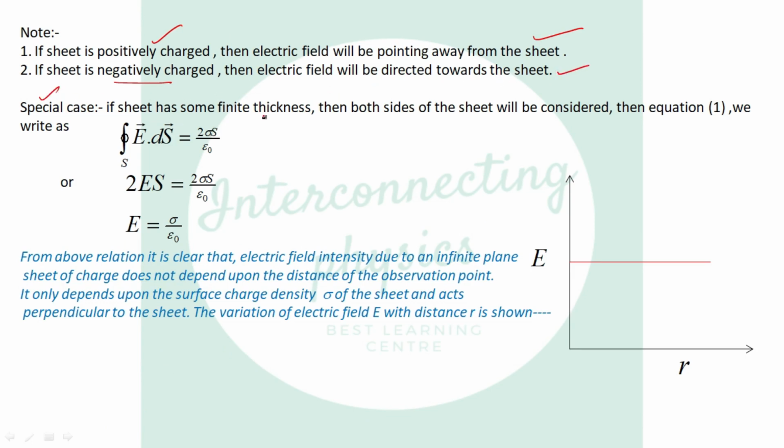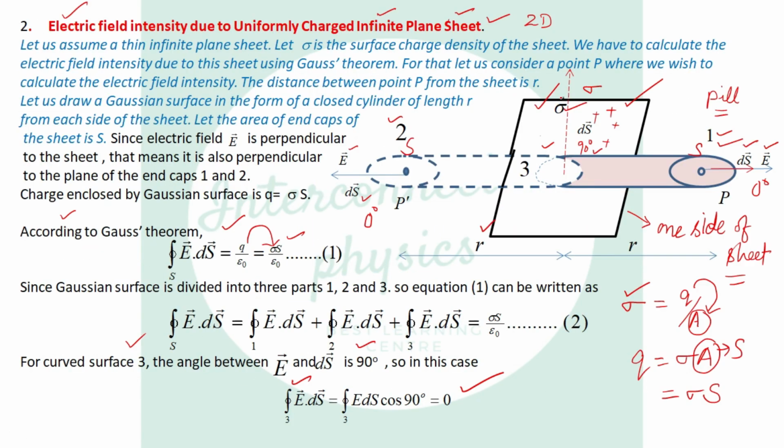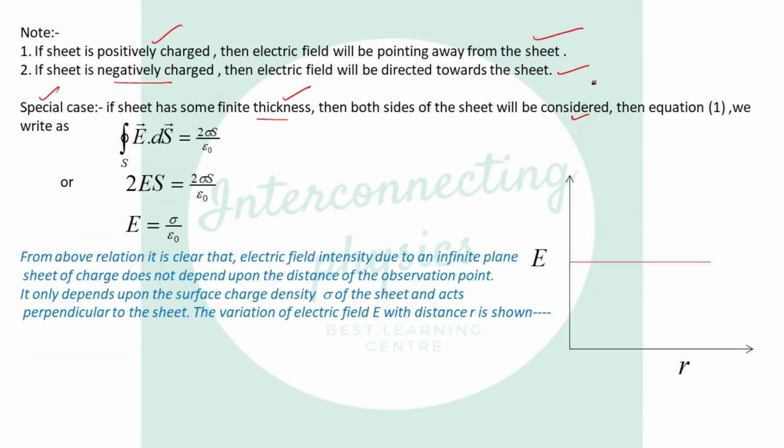If the sheet has finite thickness, then both sides of the sheet will be considered. Now, I just told you that if the sheet is infinitely charged, we consider only one side surface charge density. But the special case is if the sheet has finite thickness. Then what we do is, both sides of the sheet will be considered.